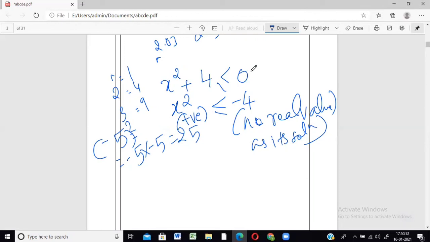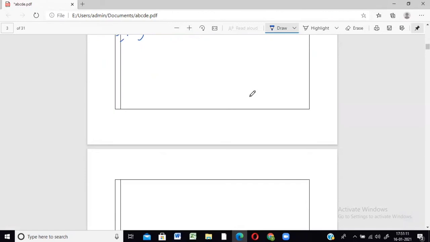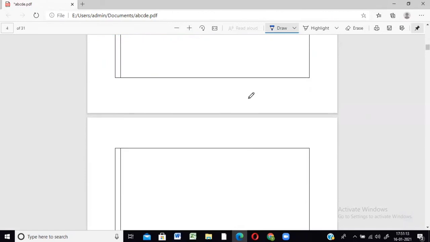Okay. It is in case of reals only. Okay, in R only we're dealing. R is nothing but real, as I said. That's not possible in real number system. No real value that x can take as its solution to make the above statement a true statement. I suppose now solution and solution set everything is clear.